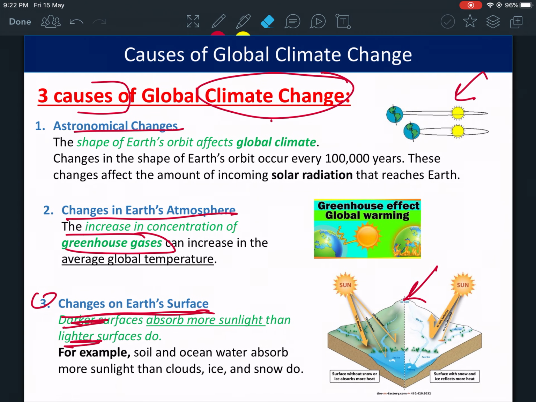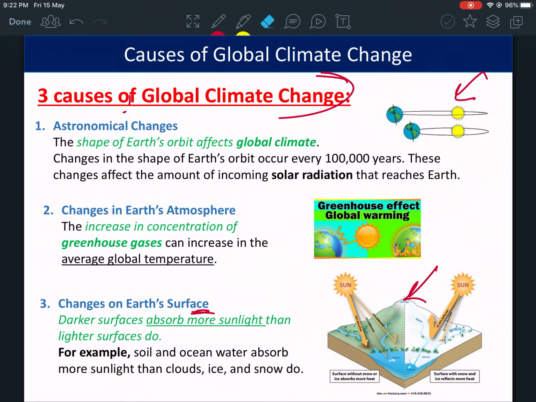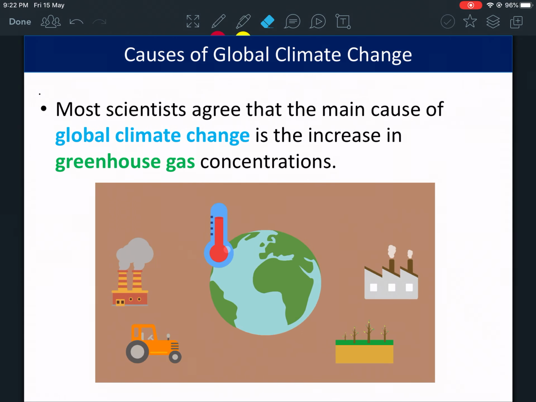Okay? That's it for today. Tomorrow we're going to learn about the effects. So these are the causes. This is what causes global climate change. Tomorrow we're going to learn about what the effects are.